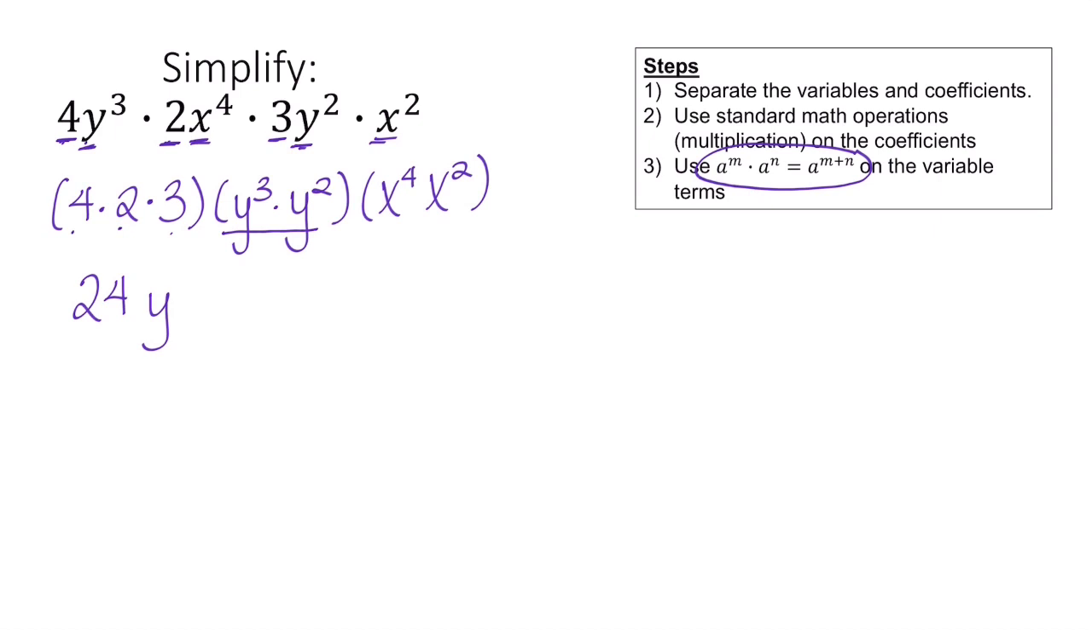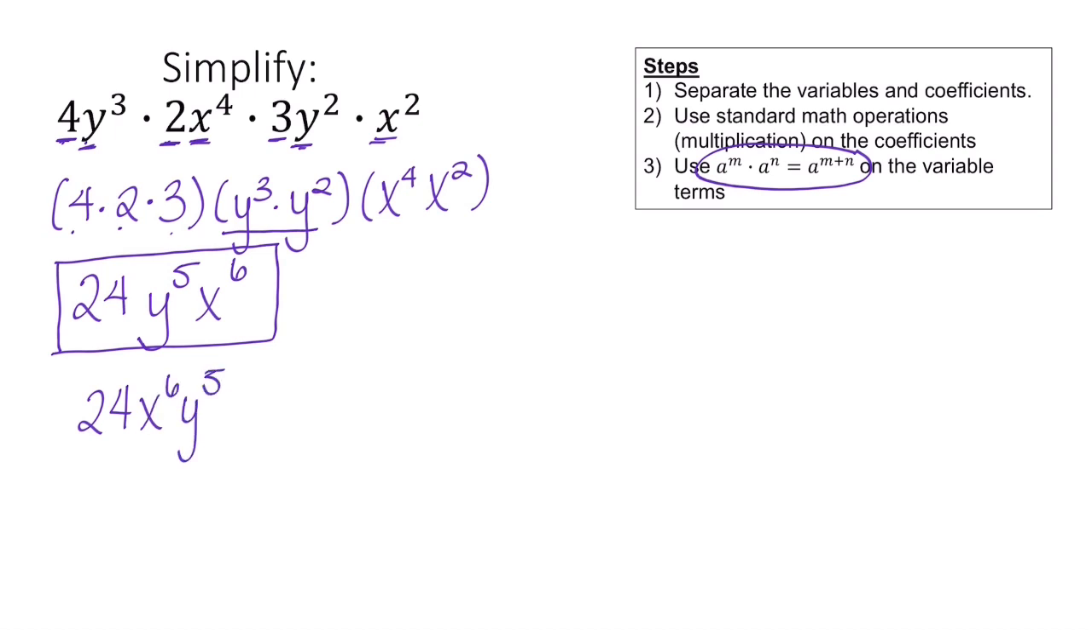So I have 3 plus 2, which is 5. I also have my x terms, so I have x, that's my base. Then I add the exponents, 4 and 2, and that's 6. So that is the solution to this problem. So when you simplify, you get 24 y to the 5th, x to the 6th. You can also write this as 24 x to the 6th, y to the 5th, if you prefer to do that.